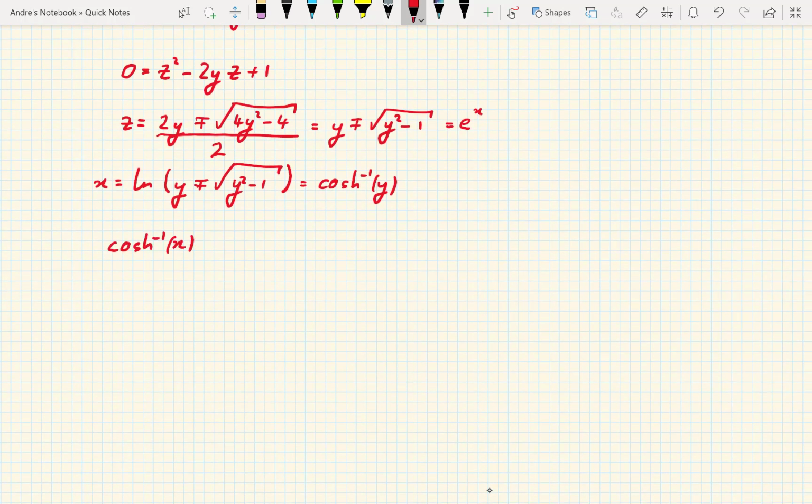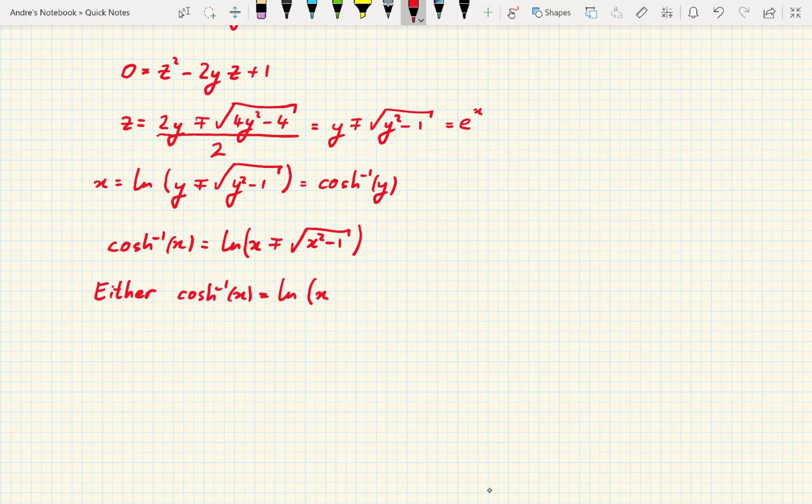Replacing y by x gives two solutions. Inverse cosh of x equals log of x plus root x squared minus 1, and inverse cosh of x equals log of x minus square root of x squared minus 1. It's not clear what the relationship between these two solutions is.